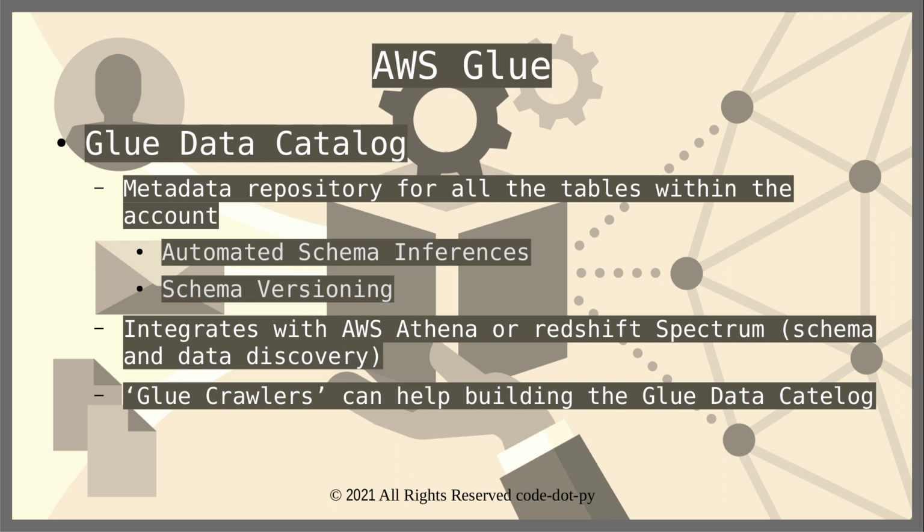For example, if in my AWS account under AWS S3 I have any form of structured data or tables present, then I can use the Glue Data Catalog to create catalogs. It will create a schema interface in an automated fashion, and all those schemas will also be versioned for our usability. The second thing to understand is that it integrates really well with AWS Athena and Redshift Spectrum, for schema and data discovery.